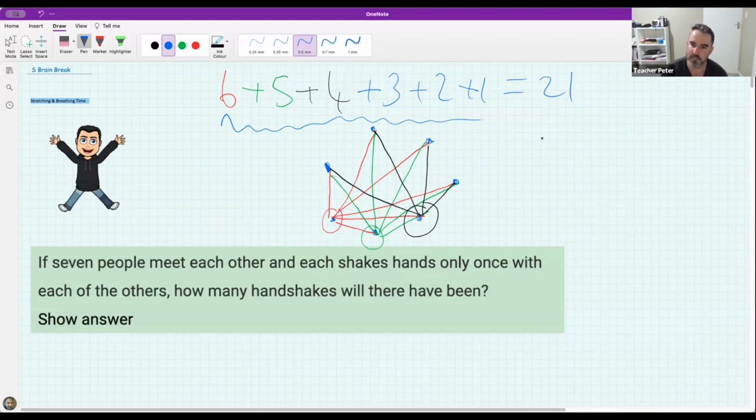Another way of doing it sometimes is to go 7 times 6 divided by 2. But yeah, it's a very famous network problem in maths. And so I hope you enjoyed it.